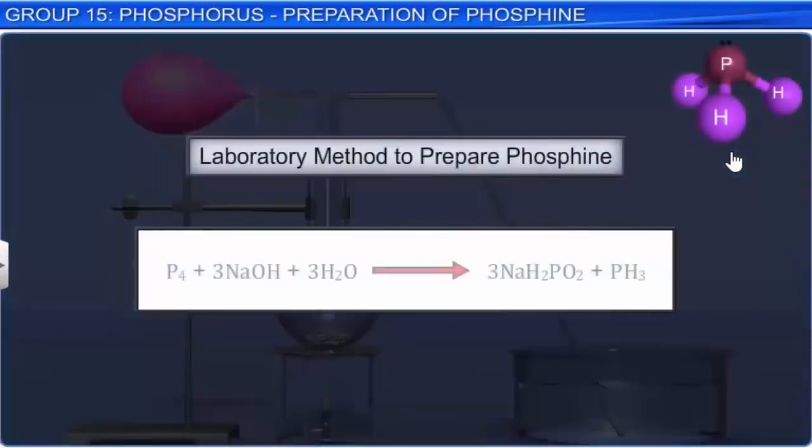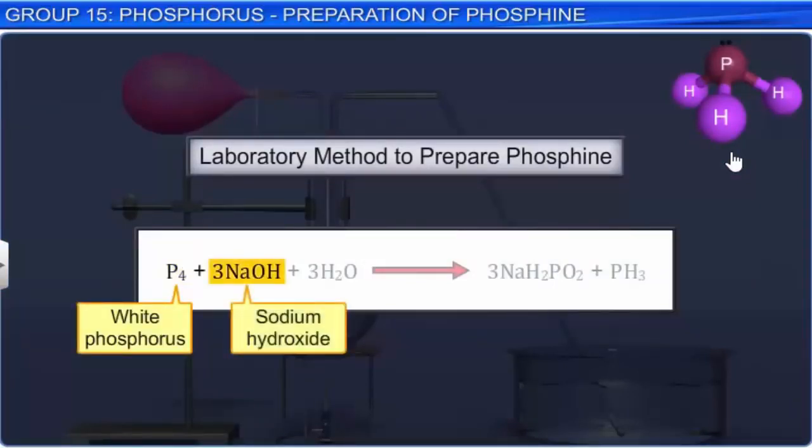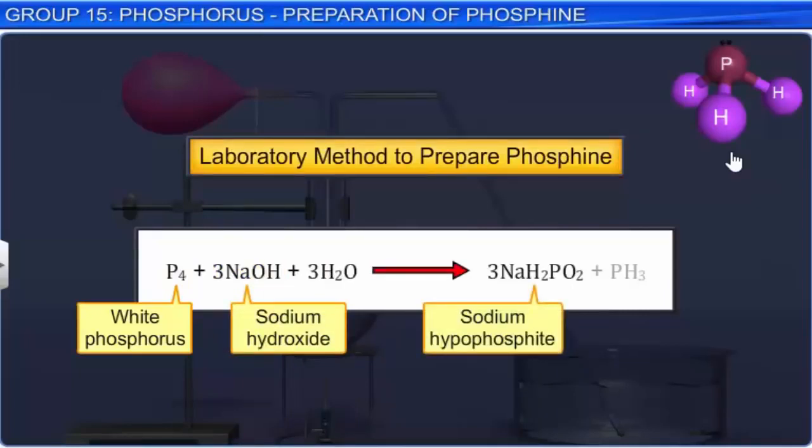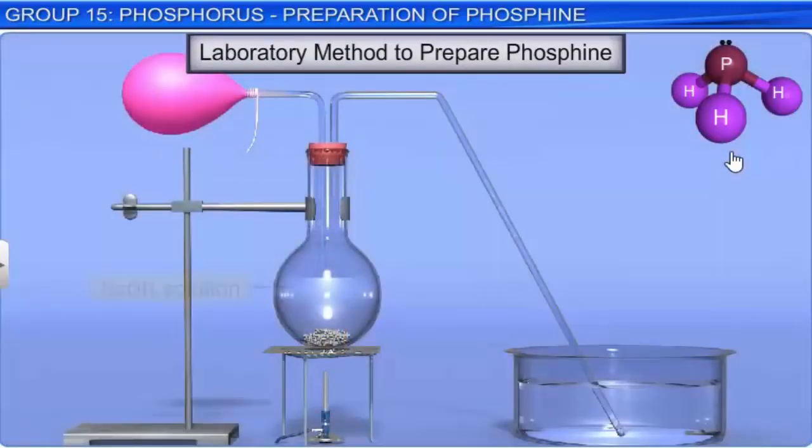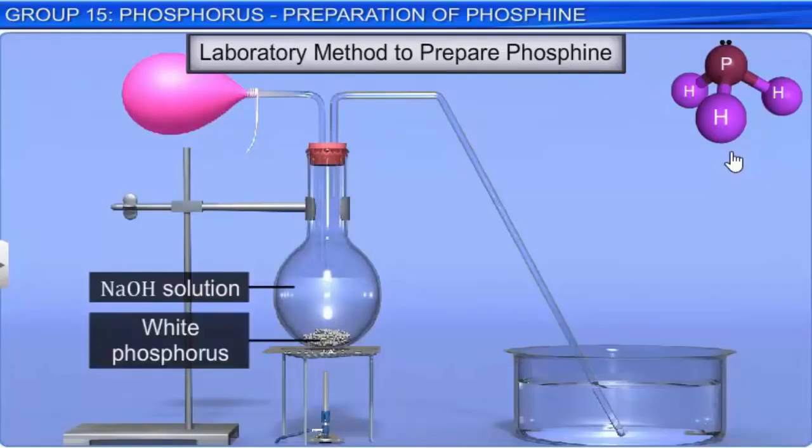Phosphine is also prepared by hydrolyzing white phosphorus with a concentrated solution of sodium hydroxide. This is the laboratory method to prepare phosphine. Let us take a quick look at it. A concentrated solution of sodium hydroxide and white phosphorus is taken in a round-bottomed flask, as shown in the apparatus arranged here.